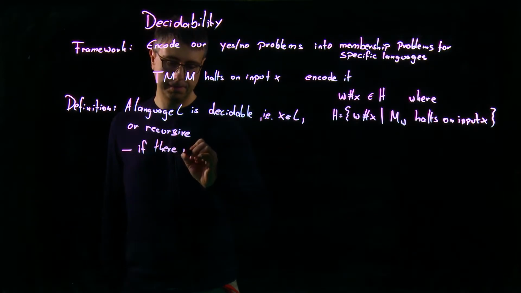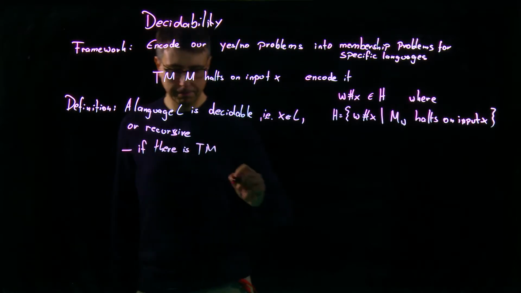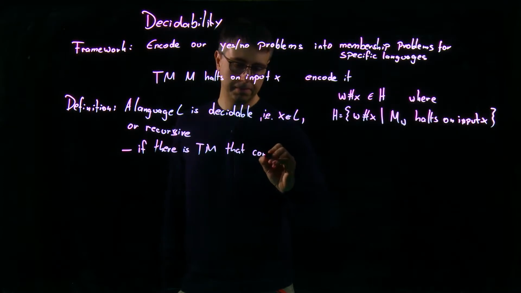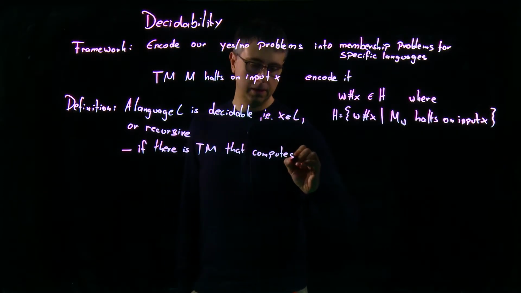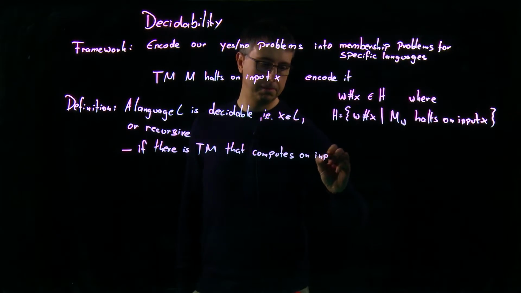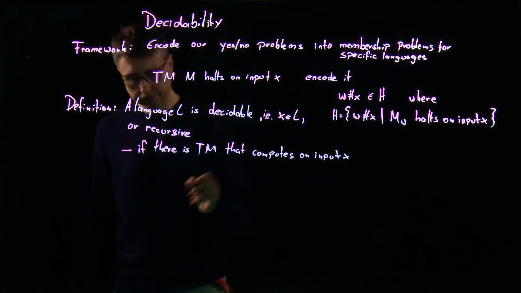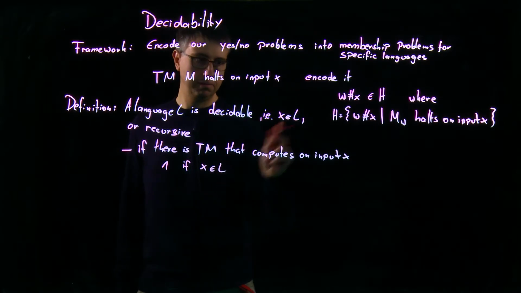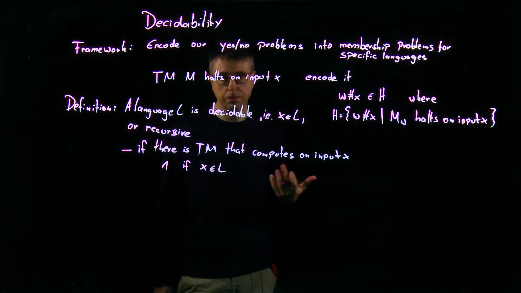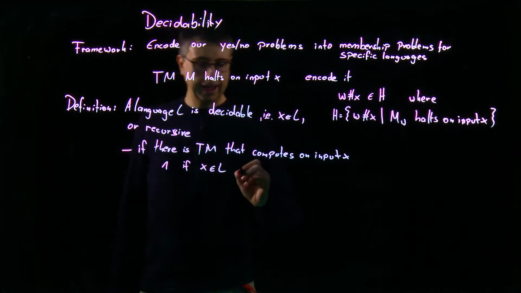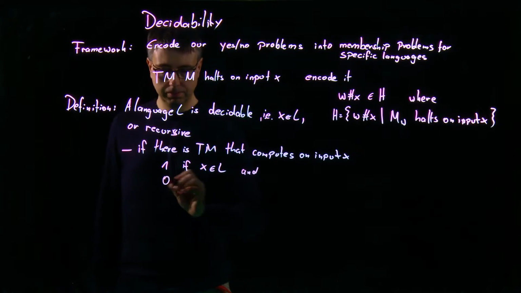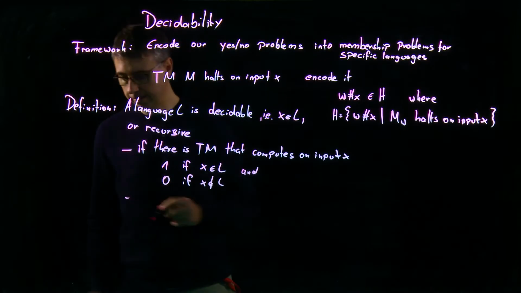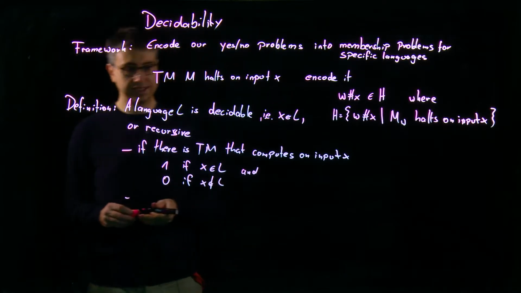there is a Turing machine M that computes on input X, 1 if X is in L, that's the language that's supposed to be decidable, and 0 if X is not in L. That's the first possible definition of decidability.